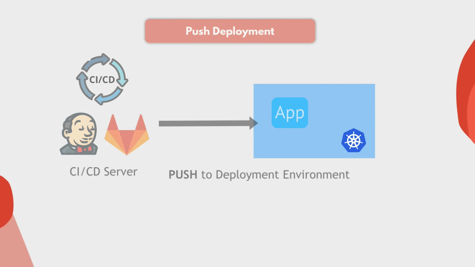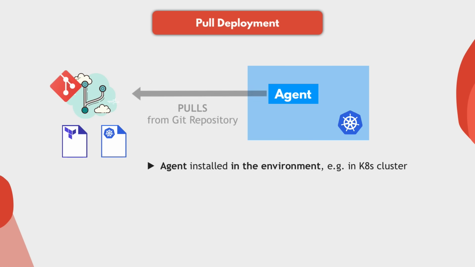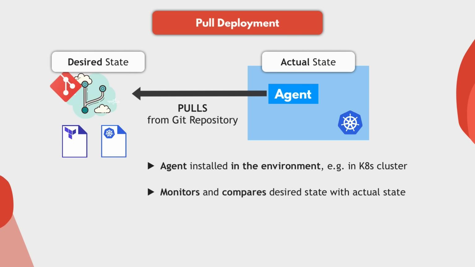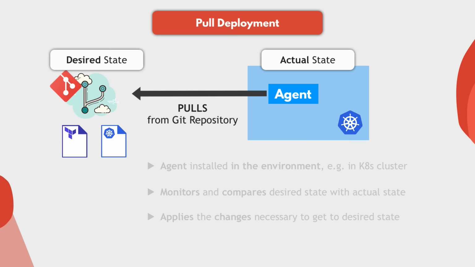So what is a pull model? Here you have an agent installed in the environment, like in Kubernetes cluster, that actively pulls the changes from the Git repository itself. The agent will check regularly what is the state of the infrastructure code in the repository and compare it to the actual state in the environment where it's running. If it sees there is a difference in the repository, it will pull and apply these changes to get the environment from the actual state to the desired state defined in the repository.